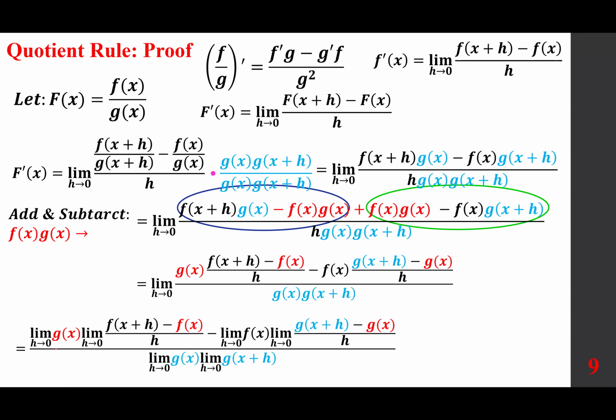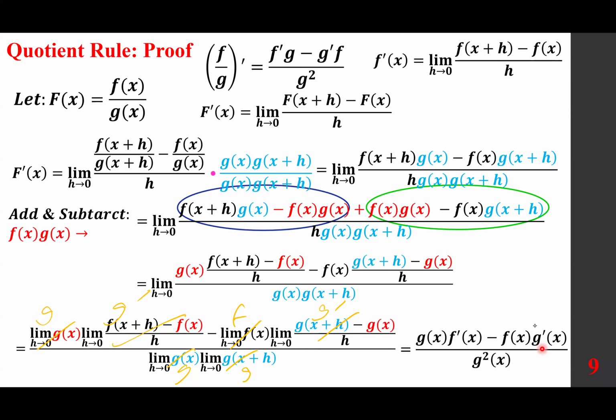I hope you see that this is the g function. This is the g prime. This is the f function. This is the g prime. This is the g function. So is this one. So what do we get? g of x times f prime minus f of x times g prime over g squared.